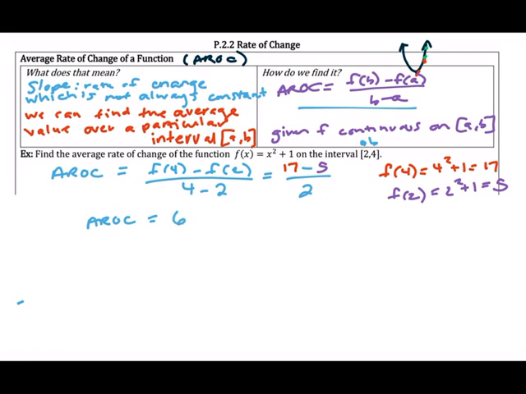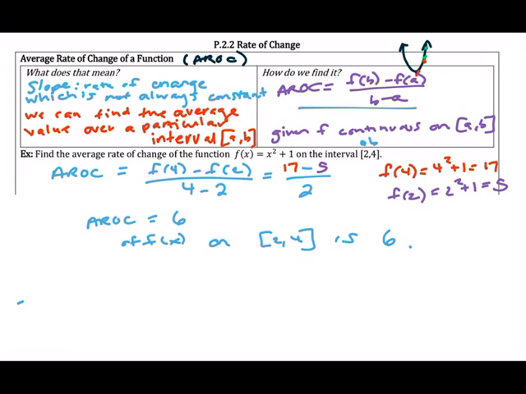Now, if we were looking at a different interval, something that was not from 2 to 4, the average rate of change would likely be different. If we were looking at the average rate of change from 1 to 4, it would definitely be different. So keep in mind that the average rate of change of f of x on the interval from 2 to 4 is 6. Again, we're just looking at a snapshot of a particular interval.